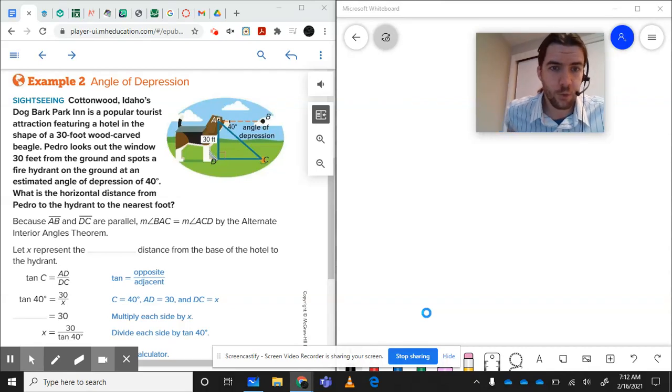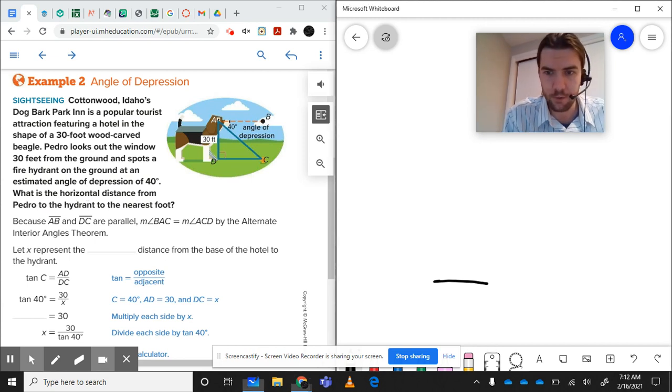Okay, here on example 2, we're going to be working with an angle of depression. So an angle that kind of goes downwards. It says that in Cottonwood, Idaho, there's a place called the Dog Bark Park Inn. It's a popular tourist attraction featuring a hotel in the shape of a 30-foot wood-carved beagle. Pedro looks out the window 30 feet from the ground and spots a fire hydrant at an estimated angle of depression of 40 degrees. What is the horizontal distance from Pedro to the hydrant to the nearest foot?